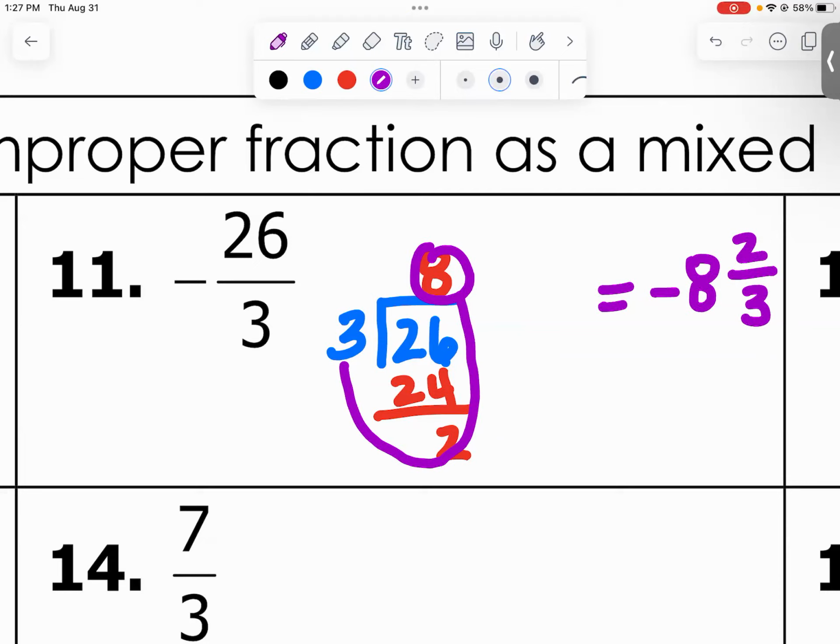Remainder over denominator. So division is how many times does 3 multiply to get to 26? Well, we know 3 times 8 is 24. So that's why we put the 8 up there. 15 divided by 3 is 5. 5 goes into 15. So 15 divided by 5 equals 3. Yes. All right.